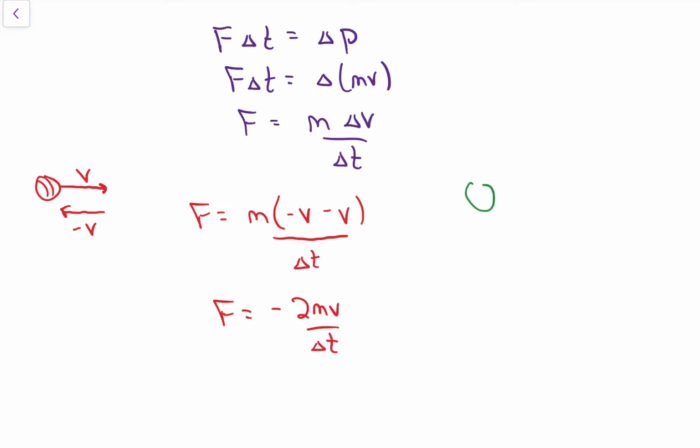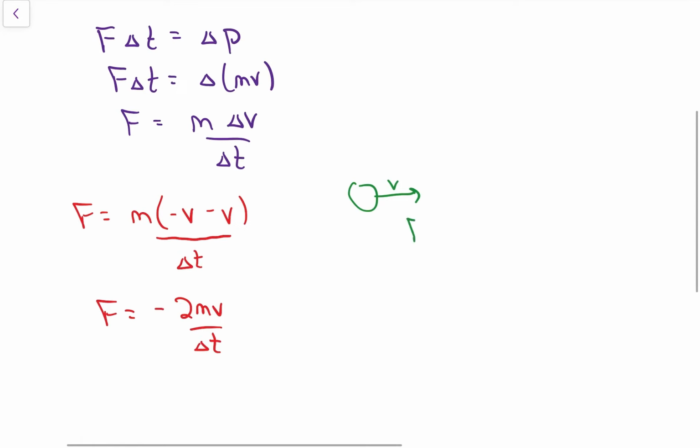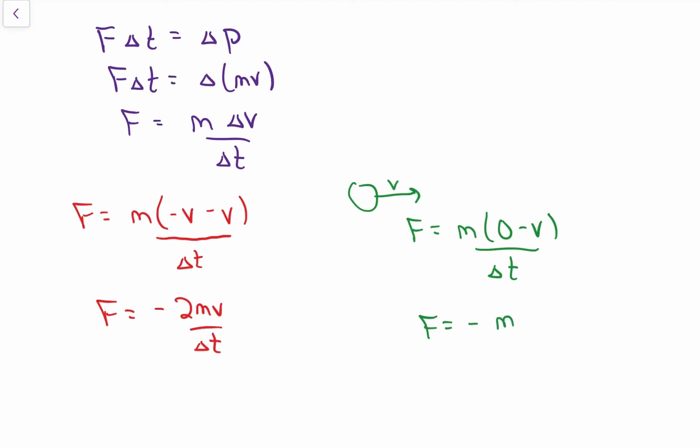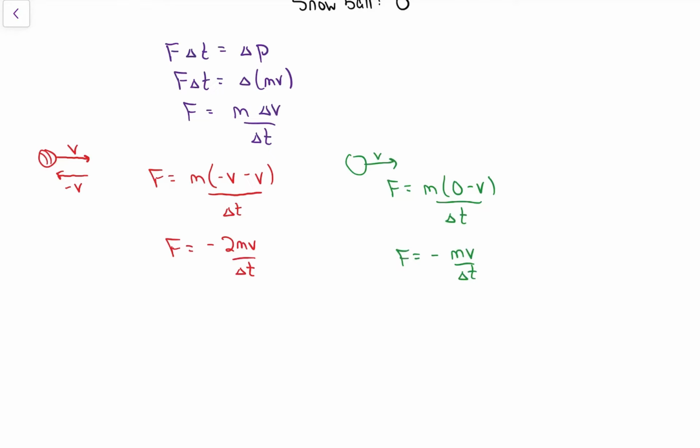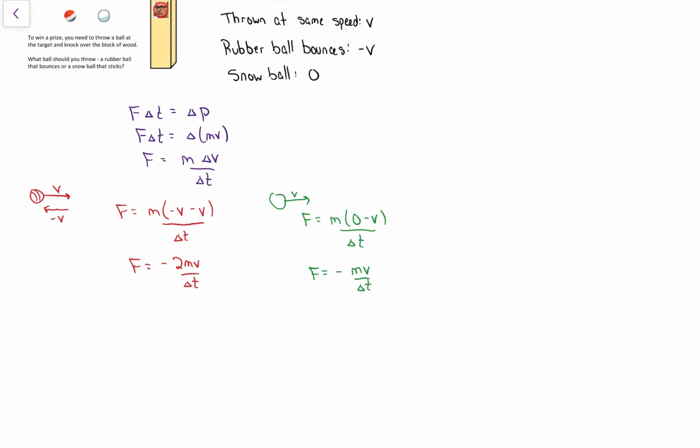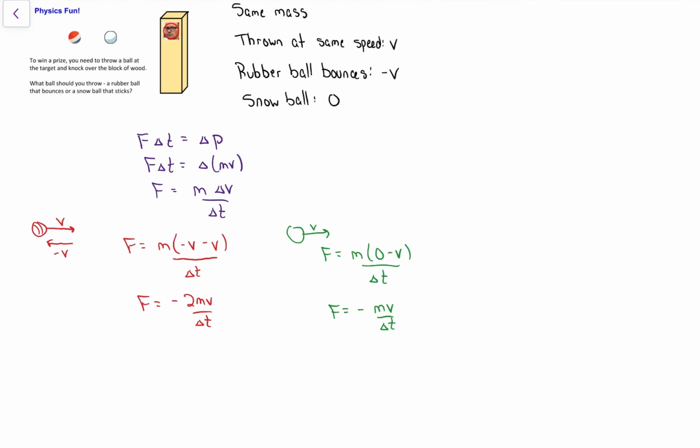Our snowball goes at a speed v, and then it stops. So we set up our force equation for this one. Our delta v is going to be 0 minus the initial speed of v, all over delta t. We get a force of negative mv over delta t. For those, the negatives just tell us about the direction. They're both negative. The force to stop it would be in the opposite direction from the original velocity. So if they're thrown to the right, the force would be to the left.